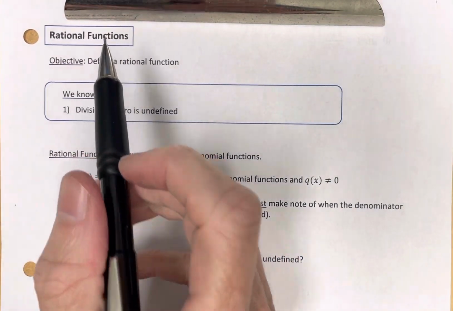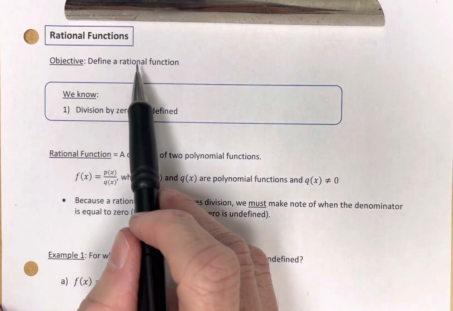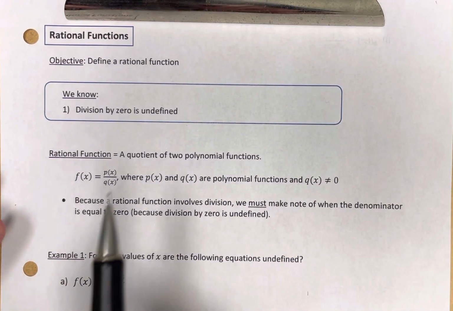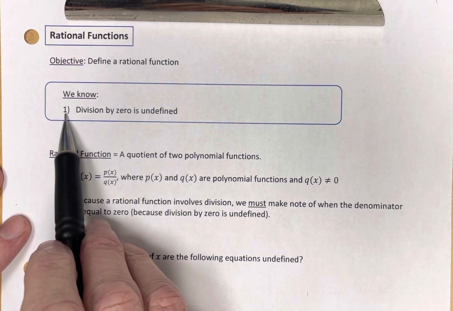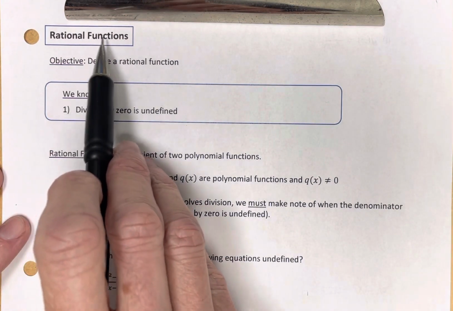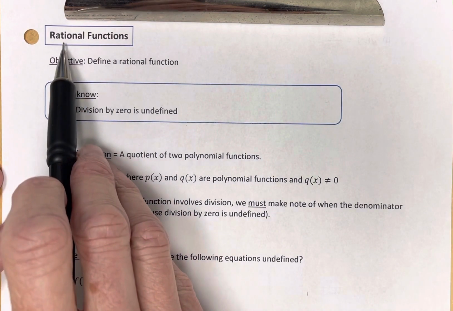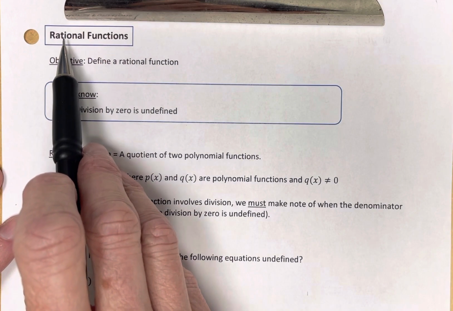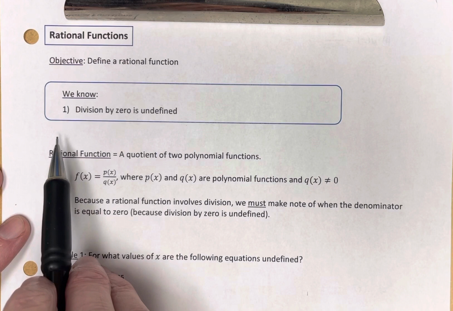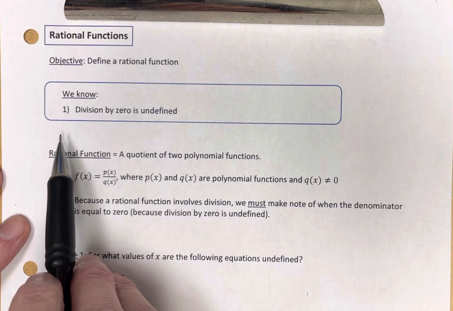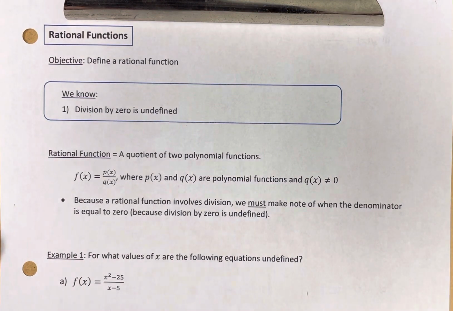Rational functions. Our objective here: we want to define a rational function. Okay, what do we know? Well, the thing we're going to need to keep an eye on when we deal with rational functions is division by zero. A rational function means we're dealing with a fraction, and as we know, fractions cannot have a zero in the denominator. There is no division by zero. Division by zero is undefined.